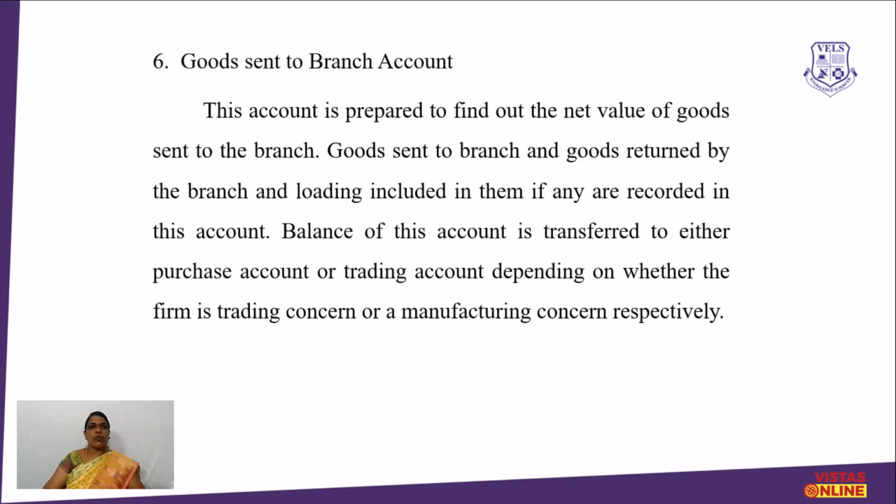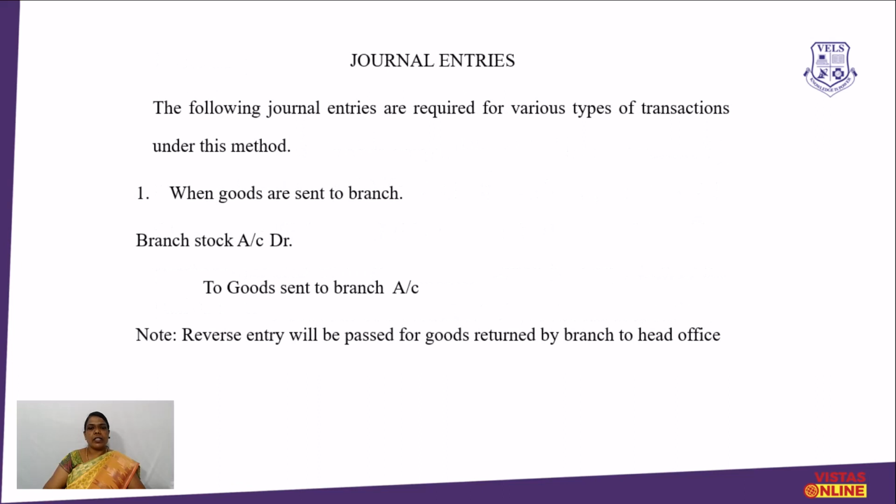Then we can see the goods sent to branch account. This account is prepared to find out the net value of goods sent to the branch, because the companies will send stock to the branch, right? Goods sent to branch, goods returned by the branch and loading included, if any, are recorded in this account. The balance of this account is transferred to either the purchase account or the trading account, depending on whether the firm is a trading concern or a manufacturing concern respectively. Then we can see the journal entries.